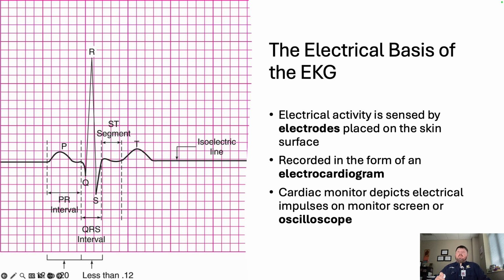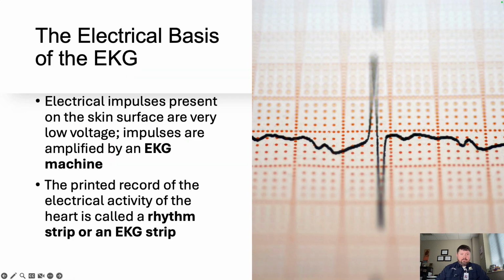But the monitor itself actually will take the combination of electrodes and the lead wires, and then it will determine what lead you are going to see your ECG in based off of what you select on the monitor. The cardiac monitor depicts electrical impulses on a monitor screen or an oscilloscope. Now, old monitors actually had the green screen where it was an actual oscilloscope. Everything now is a digital output.